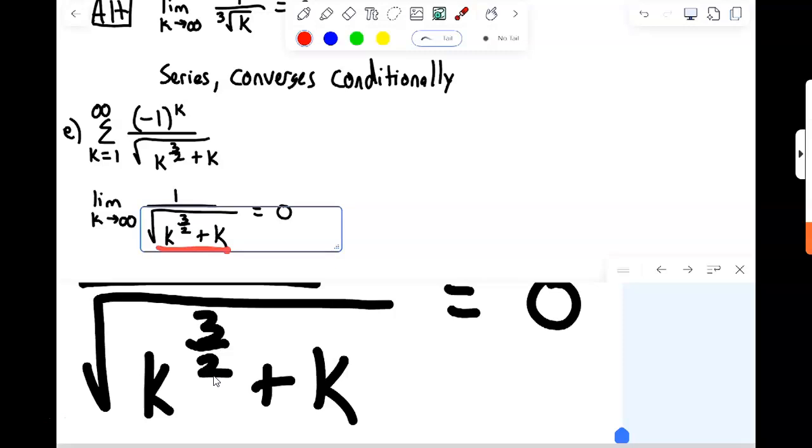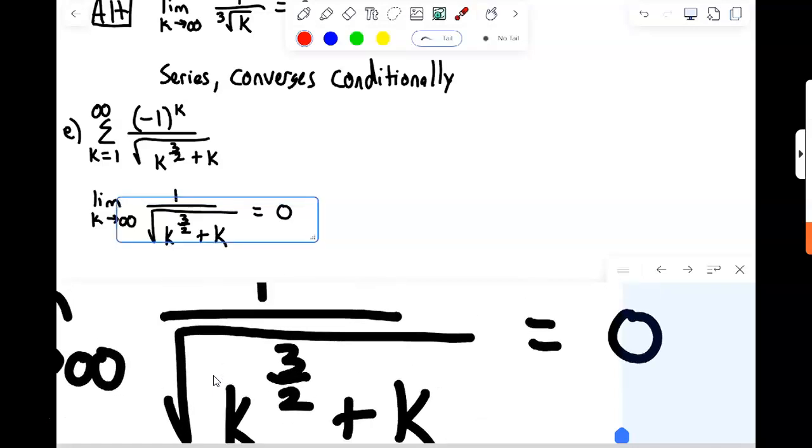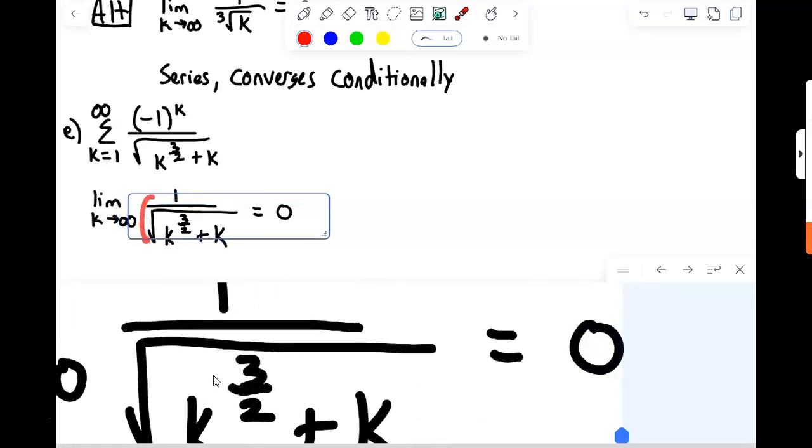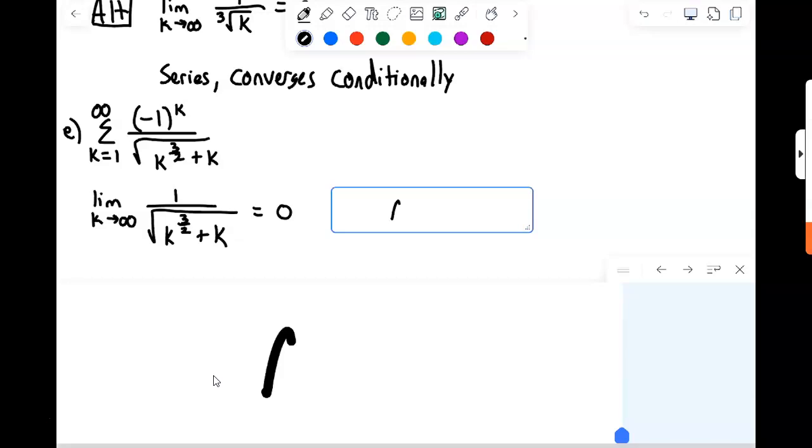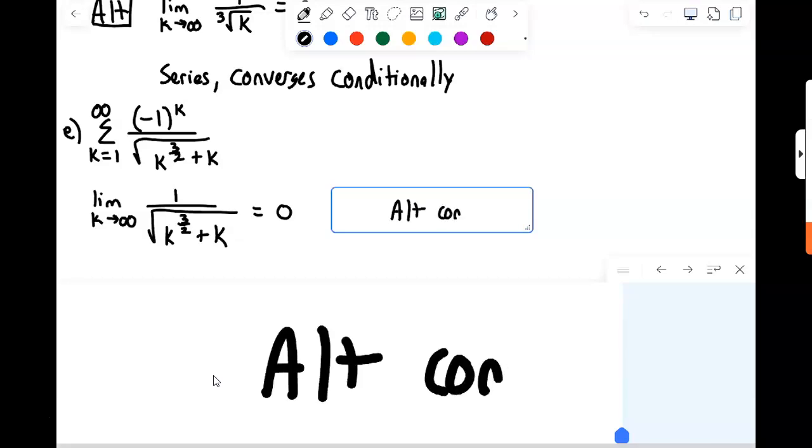Yes, our terms are positive, and is this always non-increasing? Well, yeah, as k gets bigger, the bottom gets bigger. The square root of something that keeps getting bigger is going to keep getting bigger. And so dividing by something that's bigger, the whole thing is going to be getting smaller. So the overall sequence of the terms inside is decreasing. So it checks off on the alternating series test. So we do know that the alternating series converges.